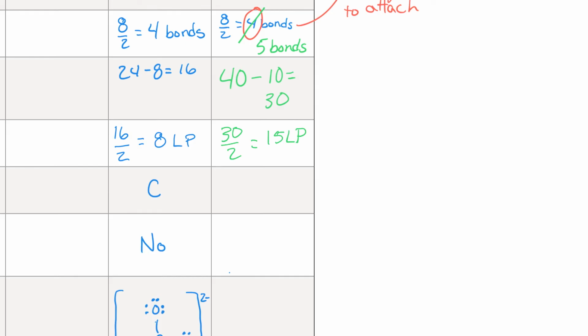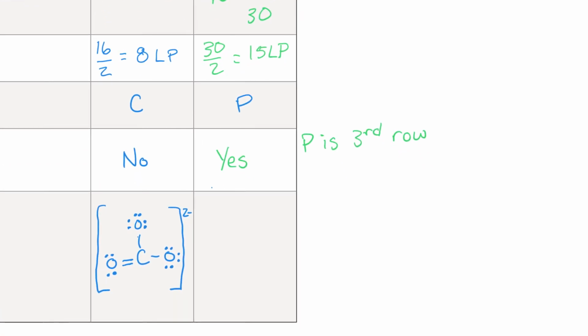Our phosphorus is going to be our least electronegative element, so it's going to be the central atom. And as I said before, yes, we are in an expanded octet. This works out because our phosphorus is in the 3rd row. So as long as our element is in the 3rd row or below, then our expanded octet is a possibility. So now we can draw our Lewis structure. We've got phosphorus in the center, and we have to attach our 5 chlorines.